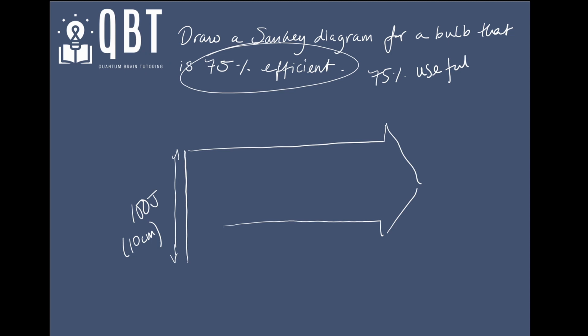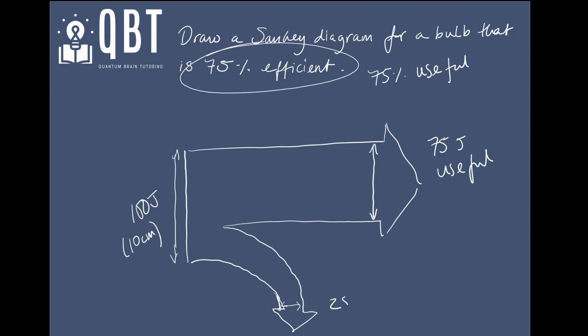And then the rest is going to be my wasted energy. The most important thing is actually the width. I've done that quite badly, but for my scale, if 75 joules is useful, that means that 25 joules is wasted. If my scale is 1 centimeter to 10 joules, then this has to be 7.5 centimeters in width, and this has to be, you guessed it, 2.5 centimeters in width.